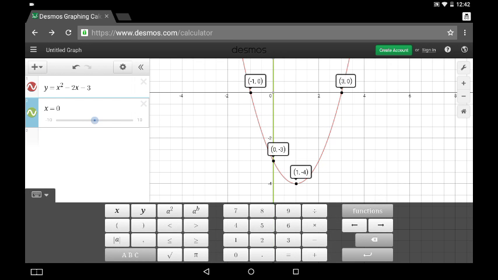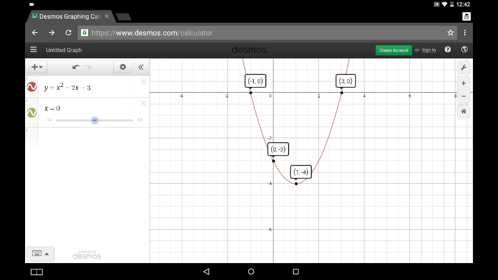So let's see what we can do with this slider to get it through. There we go, right in the middle. So our axis of symmetry is now at x equals 1. The parabola still opens up, so it still has a minimum value at y equals negative 4. The y-intercept has now changed. It's at 0, negative 3 right here. And now our x-intercepts, or our zeros, are at x equals negative 1 and x equals 3.